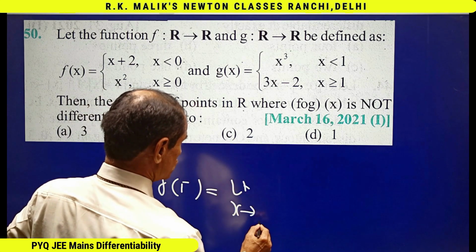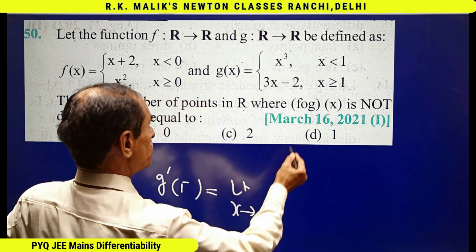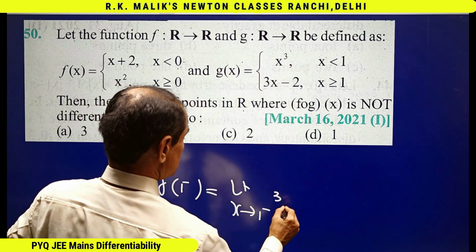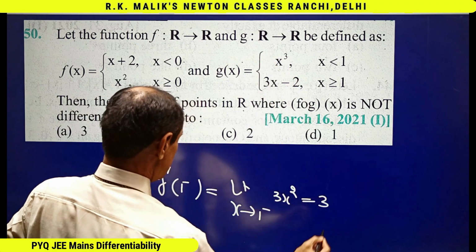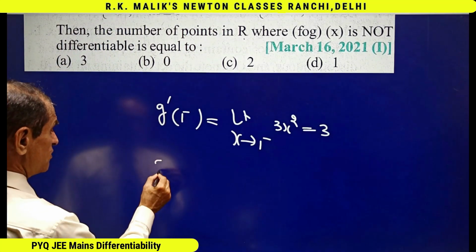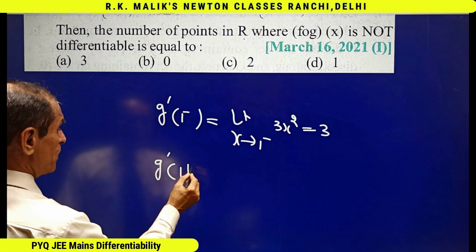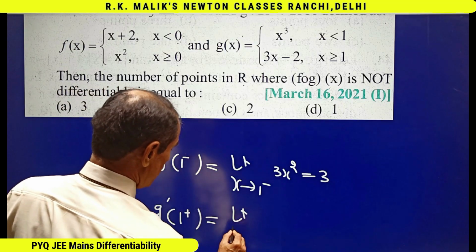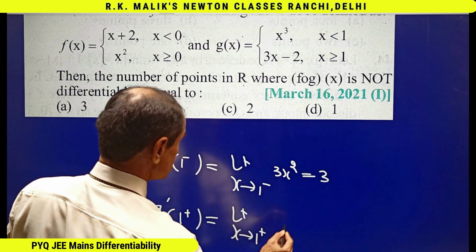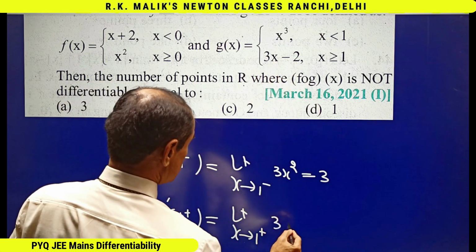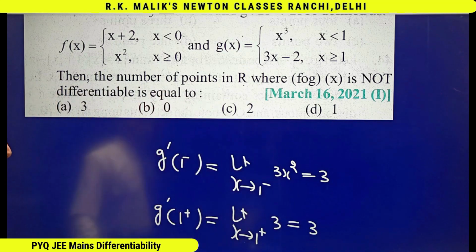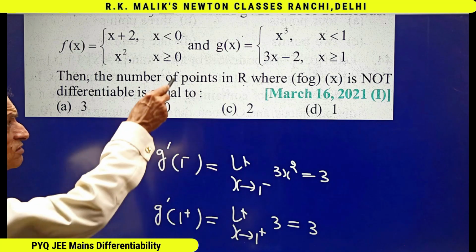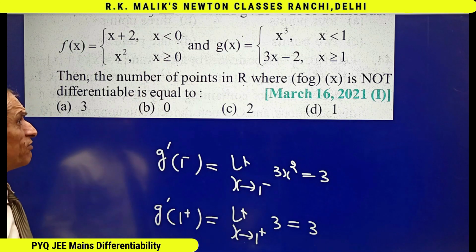limit x tends to 1 minus, and here you will be writing the derivative of this, that is 3x square. Answer is 3. And g'(1+) is equal to limit x tends to 1 plus, and derivative of this is 3, that is 3. Hence I can say g(x) is differentiable at 1 also. Hence g(x) is always continuous, always differentiable.